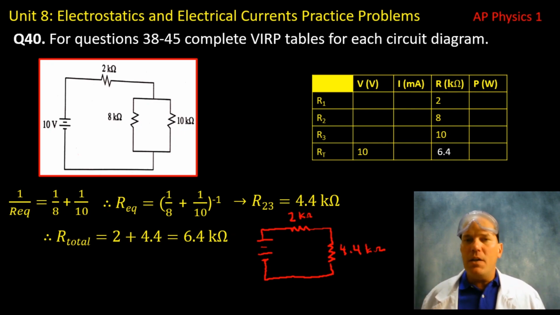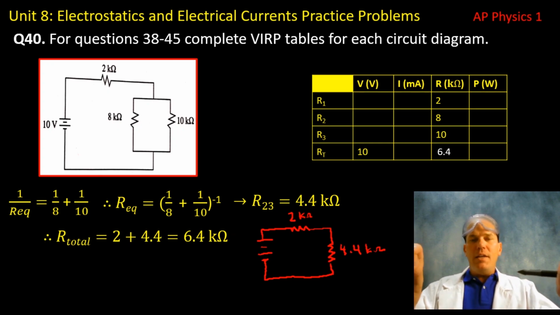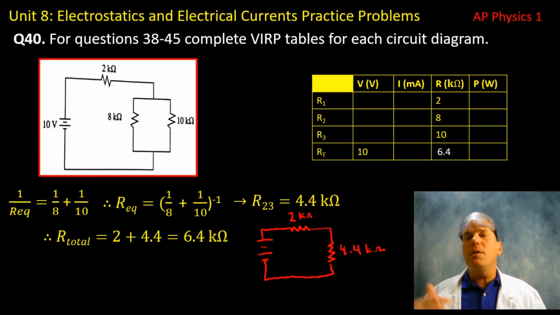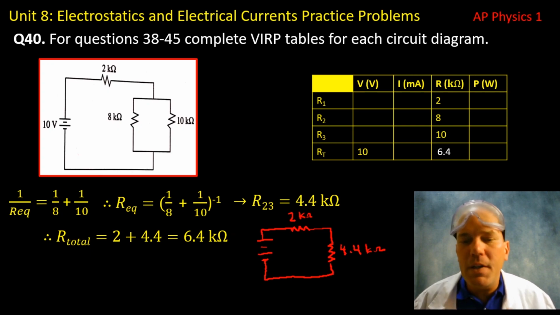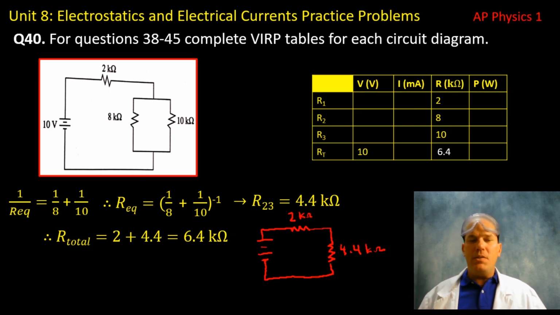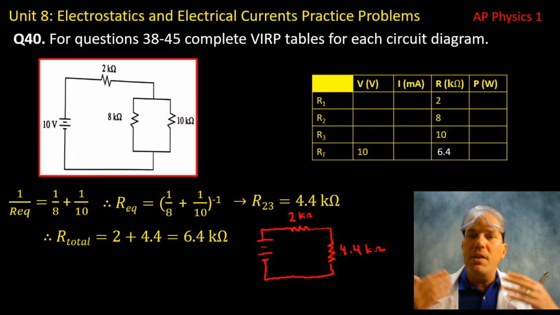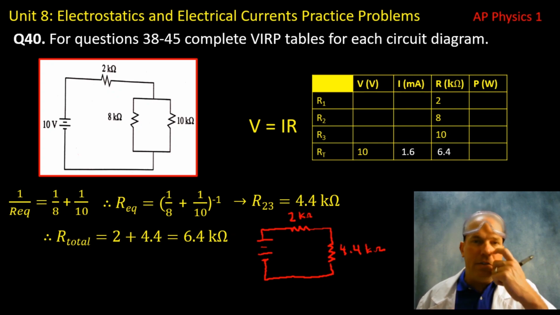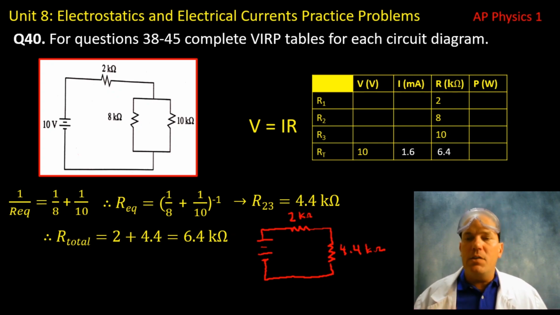So this is the equivalent of taking the 8 and 10 kiloohm resistors out and replacing those two with one resistor that is 4.4 kiloohms. And now you can see you have two resistors in series, so you simply add 2 plus 4.4 to get a total resistance for the circuit. Next, 10 divided by 6.4 gives you 1.6 milliamps. That's the total current in this circuit.